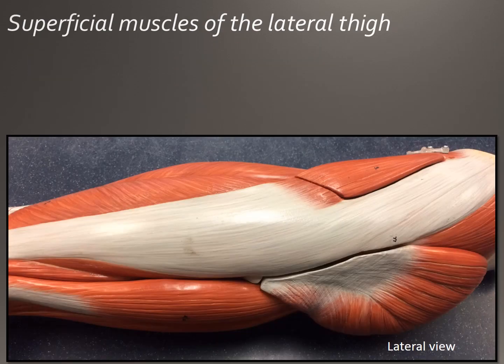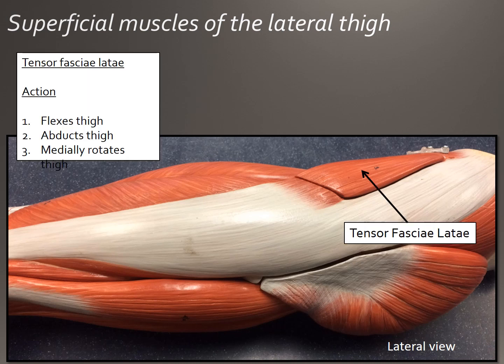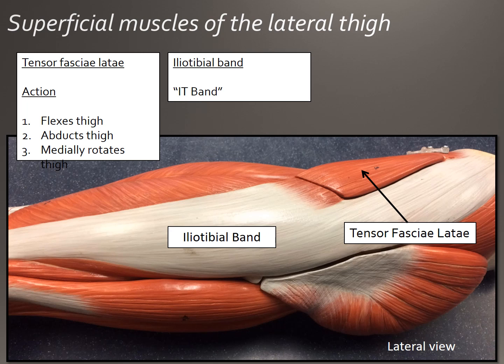Okay, now we're looking at superficial muscles of the lateral thigh. And the first muscle here is the tensor fascia latae. And the action of this muscle is to flex the thigh, abduct the thigh, and medially rotate the thigh. And we also have a structure here. This is not a muscle. However, this is a big tendon for a lot of these muscles, including the tensor fascia latae. Recall that the gluteus maximus inserts here as well.